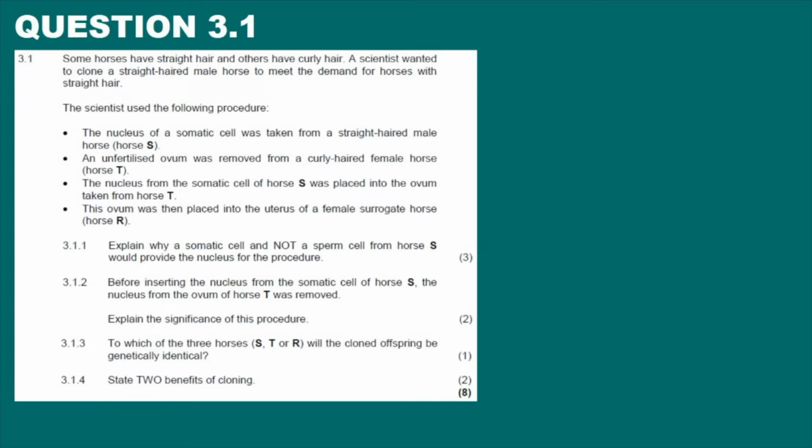So this is artificial selection. There's a high demand from people for horses with straight hair, and the scientist wanted to take a shortcut to make sure that they have the exact trait that is demanded, so they wanted to clone the horse with straight hair. Before we read through the entire question to examine every detail, let's have a look at what cloning is.